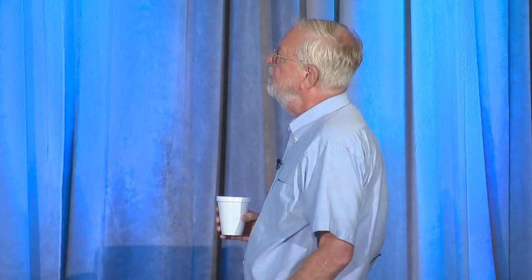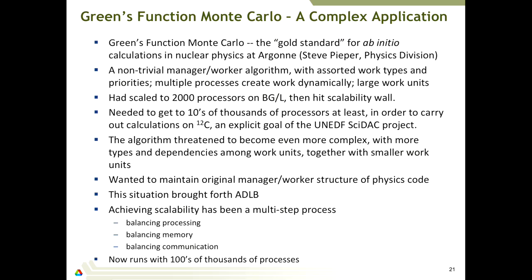The original problem was a nuclear theory problem. The Green's function Monte Carlo calculation has been done at Argonne for a long time. This is the gold standard for accuracy in simulating the behavior of small nuclei. As a parallel code, it's an old code. It has always had a fairly non-trivial manager-worker algorithm to do various pieces in this Monte Carlo calculation with different work types and priorities and so forth.